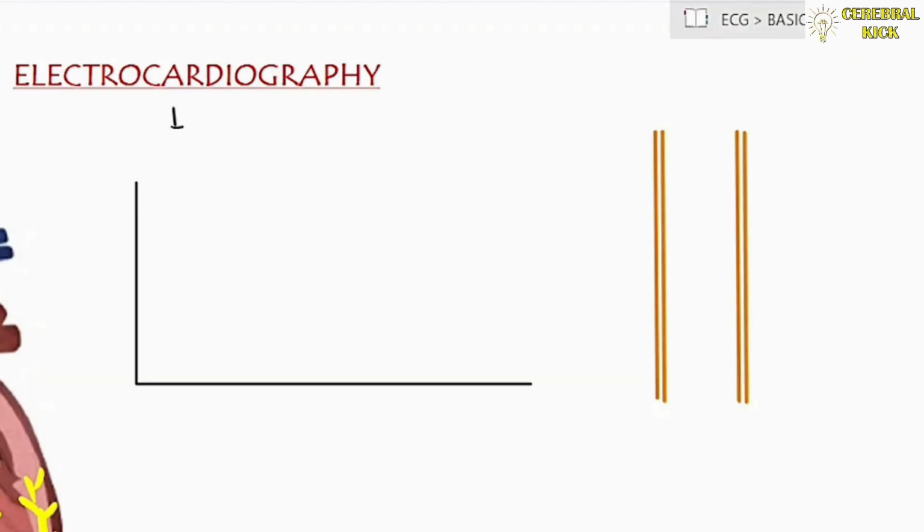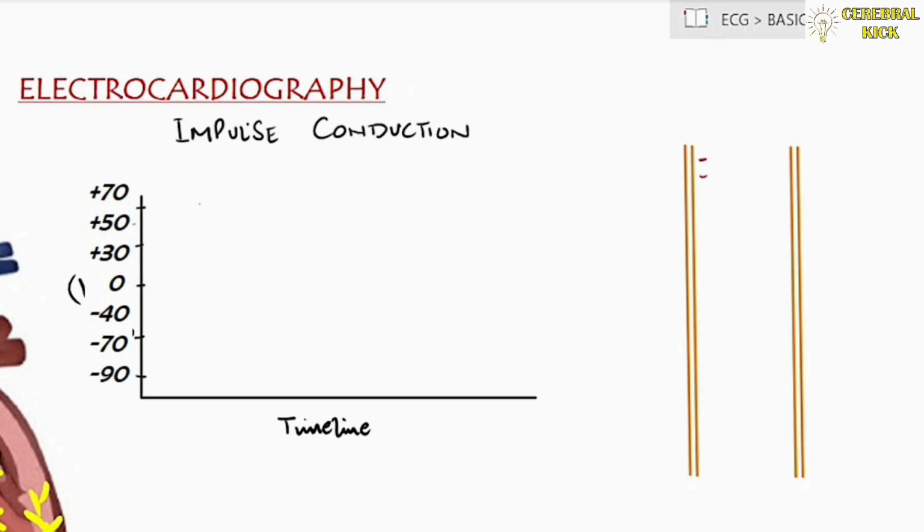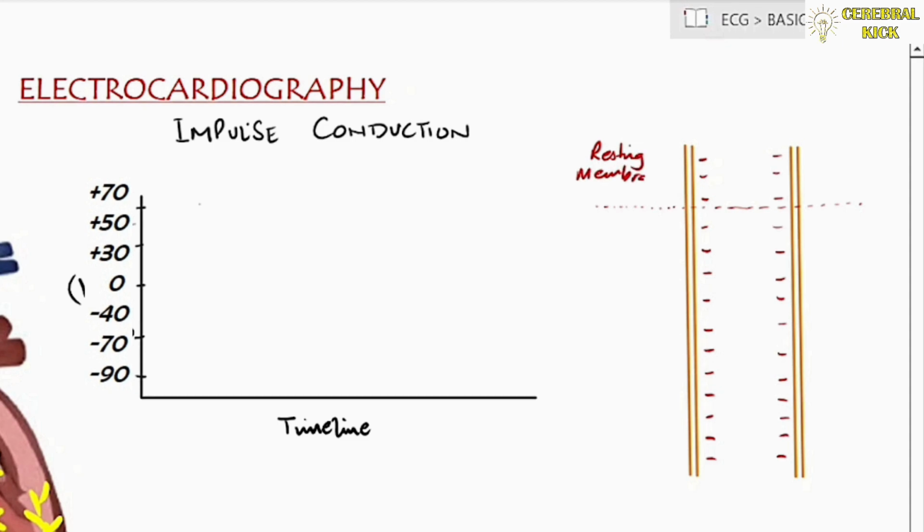Remember from the basic physiology, at resting membrane potential, the inner side of the cell membrane is negatively charged. This is basically because of the sodium-potassium ATPase, as a result of which the inner side is negatively charged and the membrane is in resting membrane potential. This is the phase 4 of impulse conduction of a cardiac cell.